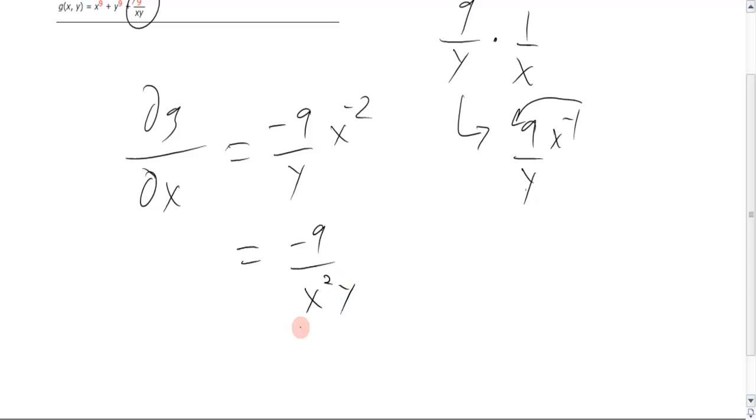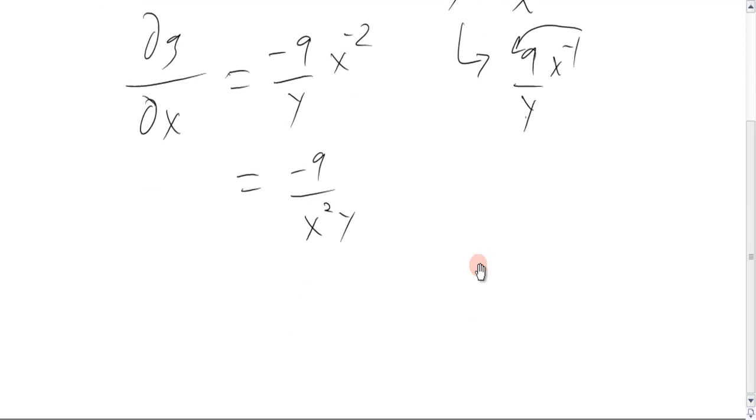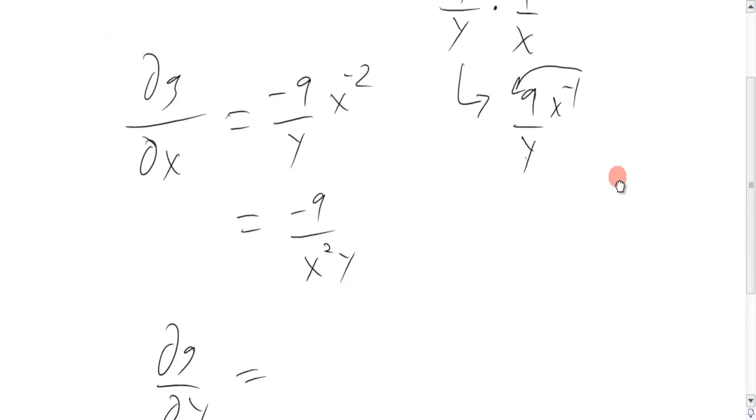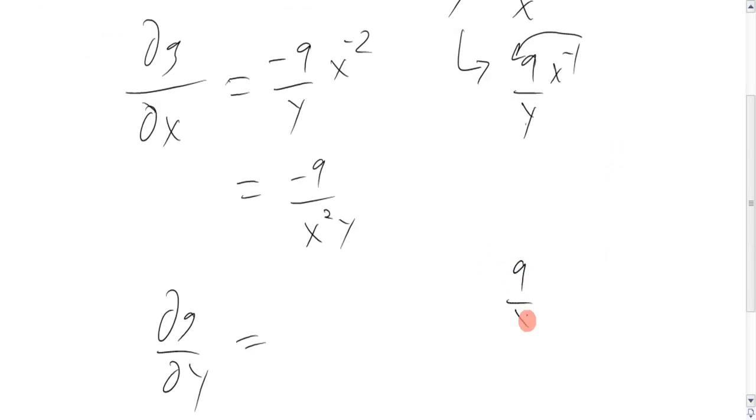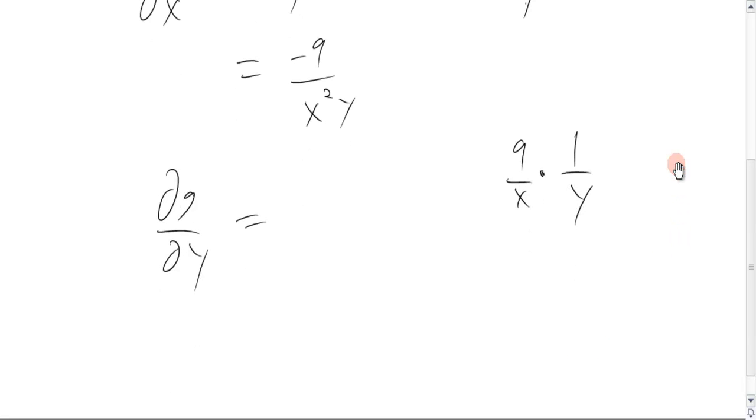The other direction, the partial of g with respect to y, is identical. Same logic. We're just going to say, okay, now when I'm looking at it, in my function, 9 over x is the constant, and I've got a 1 over y, where y is my variable. So you probably turned off the video at this point because it is identical.